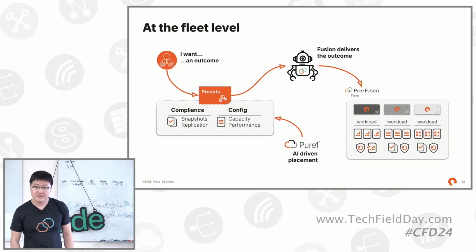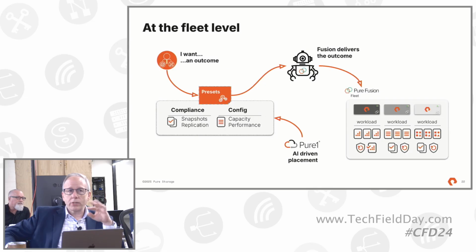Right, a couple of questions. So on that last point, in the past, obviously, Pure has had block devices and file devices. Are you saying now one array is doing everything?